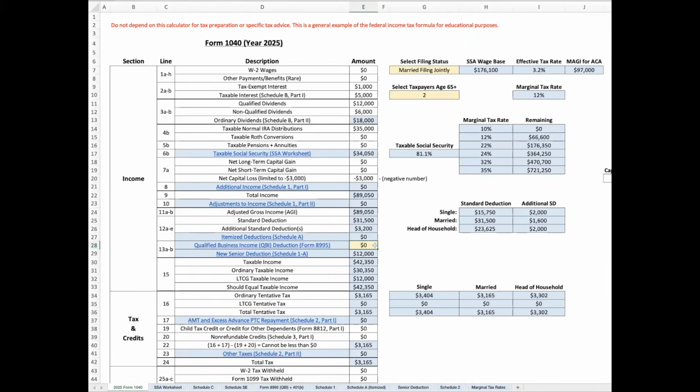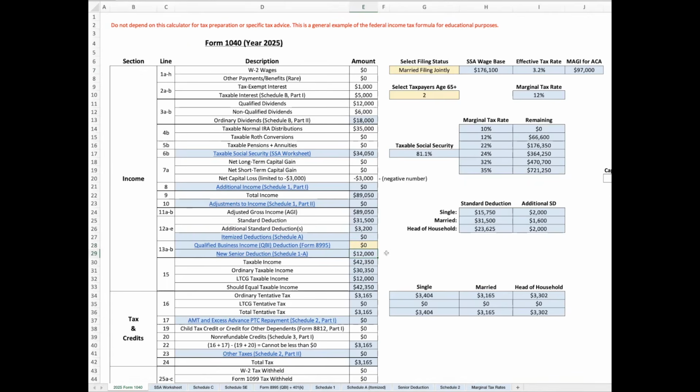Going back to Form 1040, next is the qualified business income, the QBI deduction from Form 8995, which provides an additional reduction, generally 20% of qualified business income for eligible pass-through business owners and real estate investment trust, REIT, investors. In this basic case, our taxpayers do not have any QBI, but we'll see that with our next example.